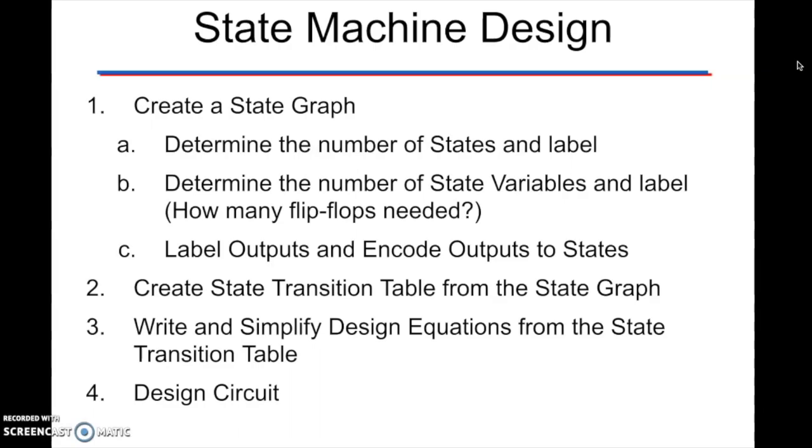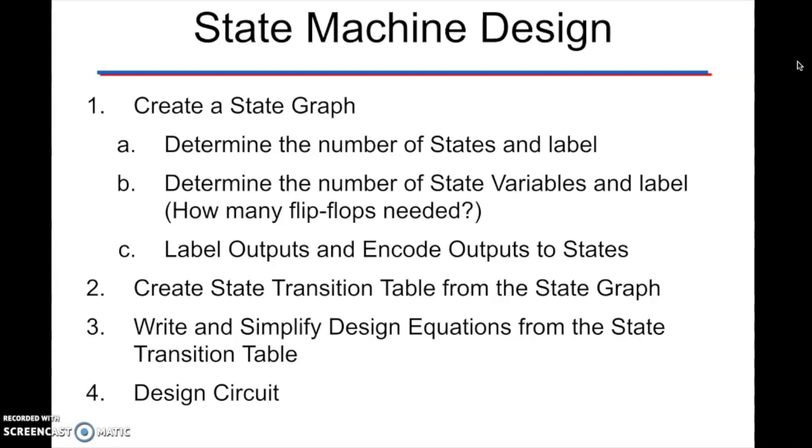Okay, so now we are going to look at part 3 of our lesson, which is on state machine design. There are 4 basic steps to designing and creating a state machine. The first is that we have to create a state graph. The state graph identifies the number of states that we have as well as the number of state variables, which essentially is how many flip-flops we need within our circuit. We then are able to label our outputs and encode those outputs to the various states.